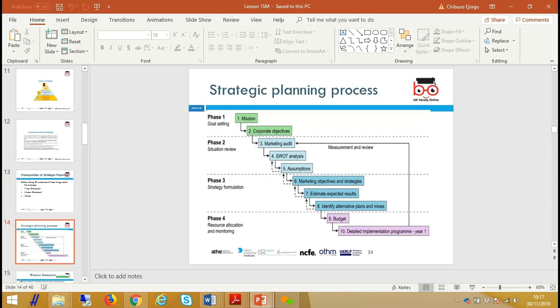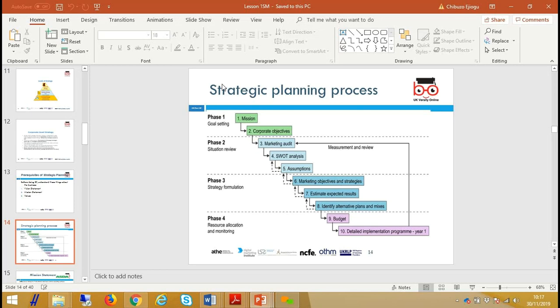So if you look at the diagram, it shows you that at the top, we start with goal setting. Things like setting out your vision statement, your mission statement, and then specific corporate objectives, which will now be, okay, we need to increase profit by 20%, or we need to increase the number of customers by 40%. Something like that will now be your corporate objectives, flowing from your vision and mission.